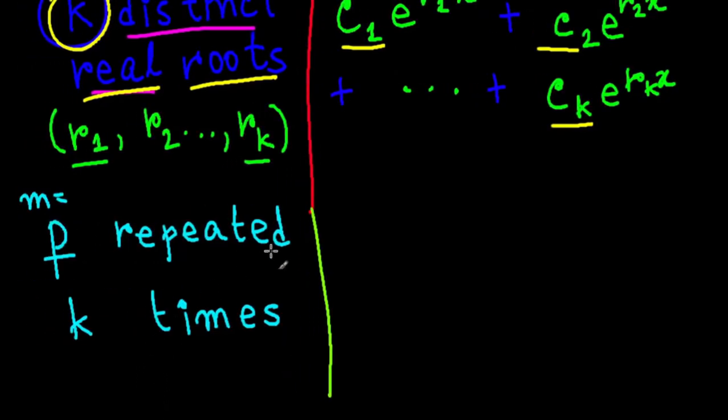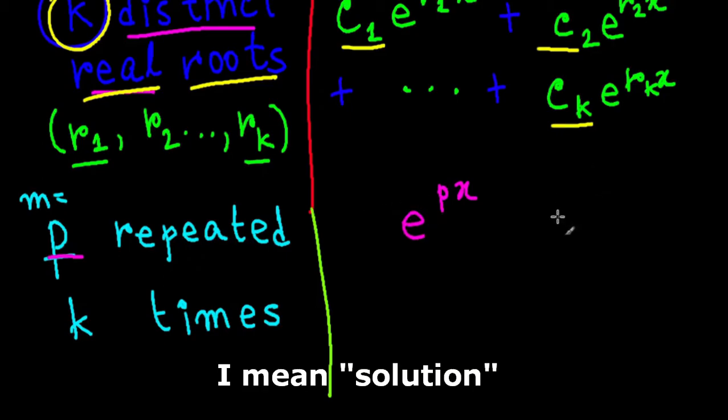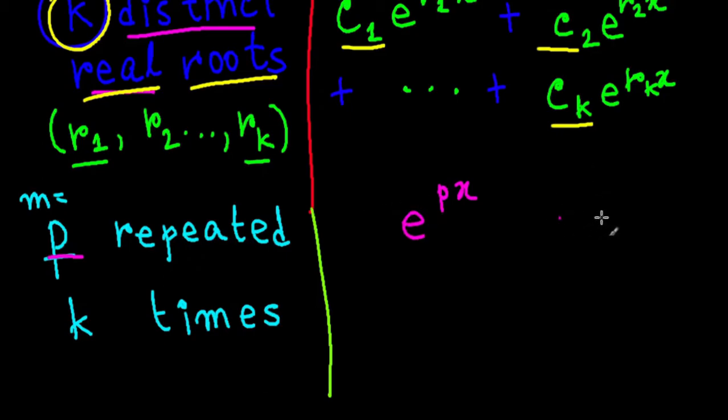So definitely, since m is equal to p, e to the power px is going to be a valid solution of our characteristic equation. Now let's modify that a bit. If I have e to the power px, I'll still have that, and I'll also multiply by an x here. Now let's modify this again: e to the power px, and this time I'm going to raise the power of x by another one.